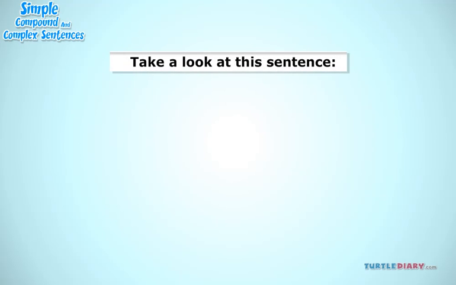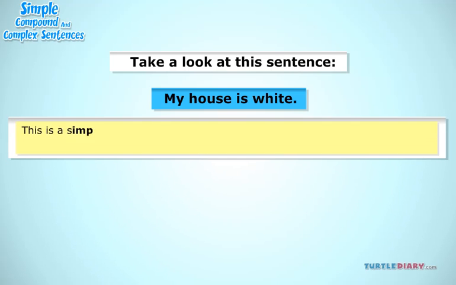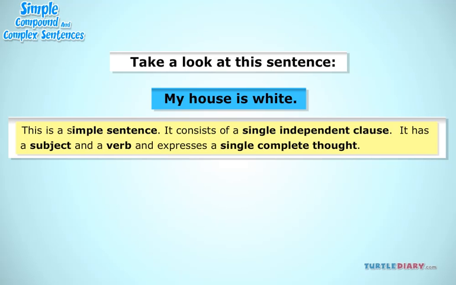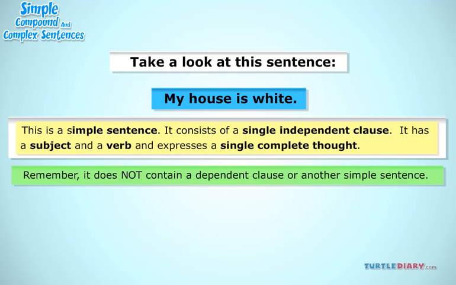Take a look at this sentence. My house is white. This is a simple sentence. It consists of a single independent clause. It has a subject and a verb and expresses a single complete thought. Remember, it does not contain a dependent clause or another simple sentence.